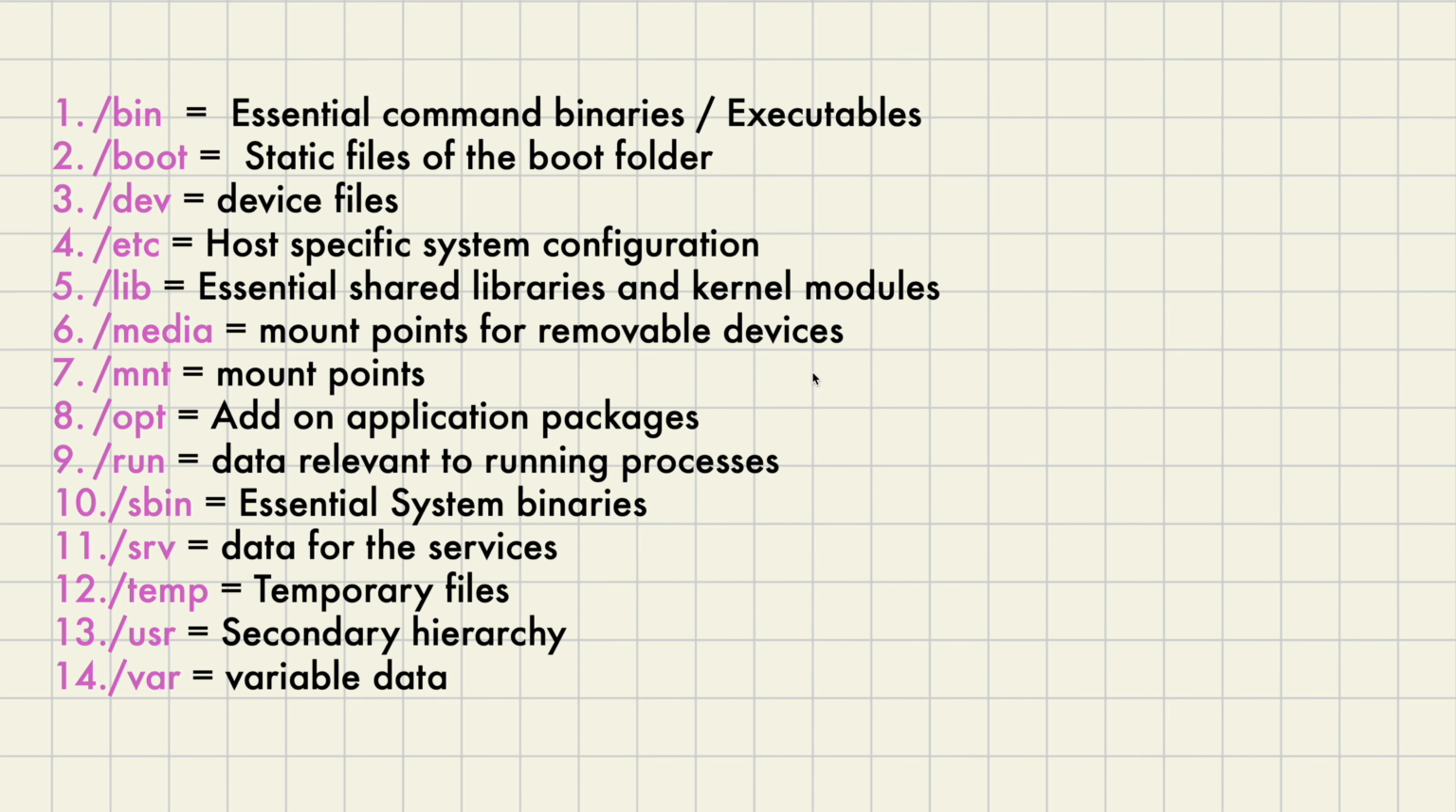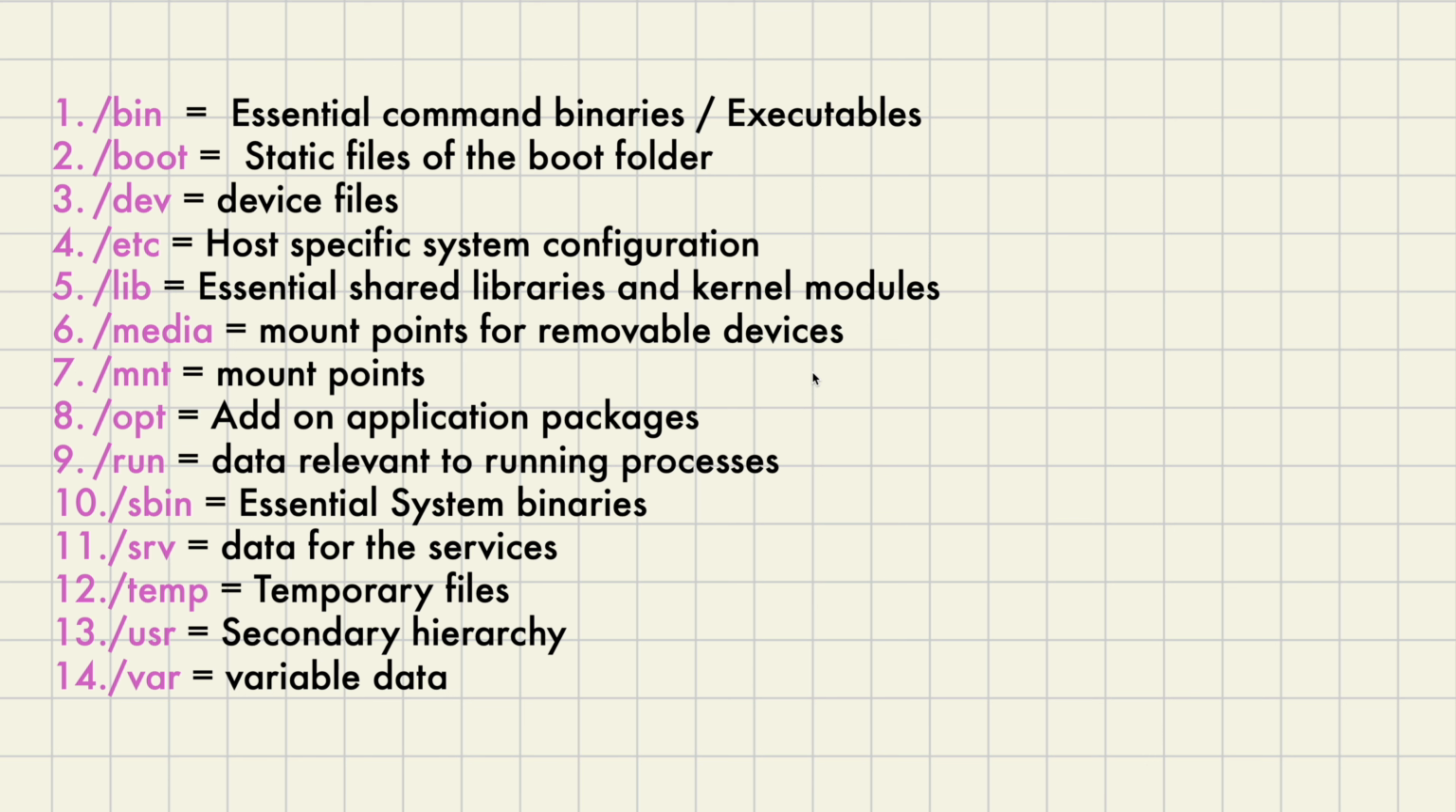The first one is the /bin folder, essential command binaries or executables, and the second one is the /boot folder, which holds static files of the boot loader. This folder helps in the booting of the device and stores some device-specific files related to the boot. /dev is for device files, /etc for host-specific system configuration files, /lib for essential shared libraries and kernel modules, and /media for mount points for removable devices. This removable device can be a pen drive, SD card, or an external HDD or SSD.